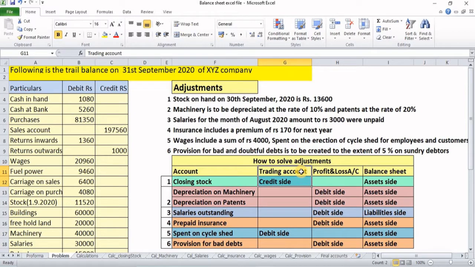The reason for mentioning it on the asset side of the balance sheet is that closing stock is an asset which is still with the business. So we have to mention closing stock on the asset side of the balance sheet.